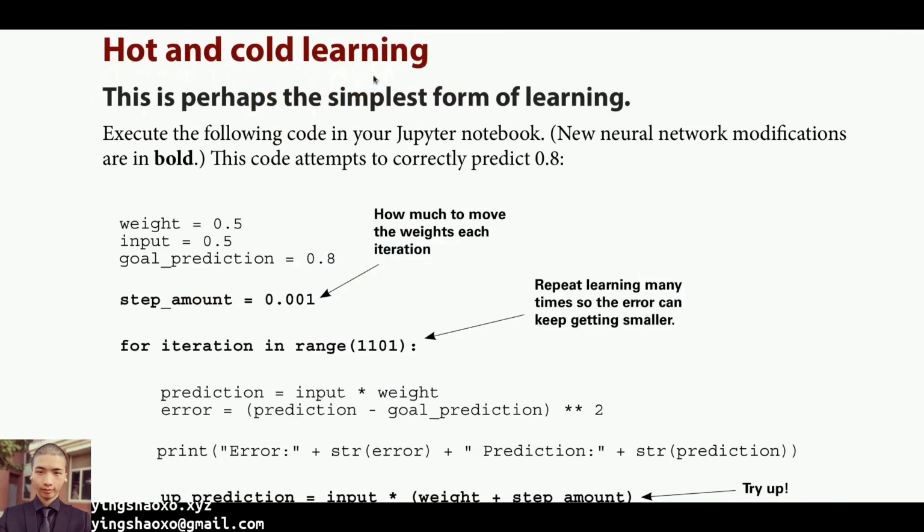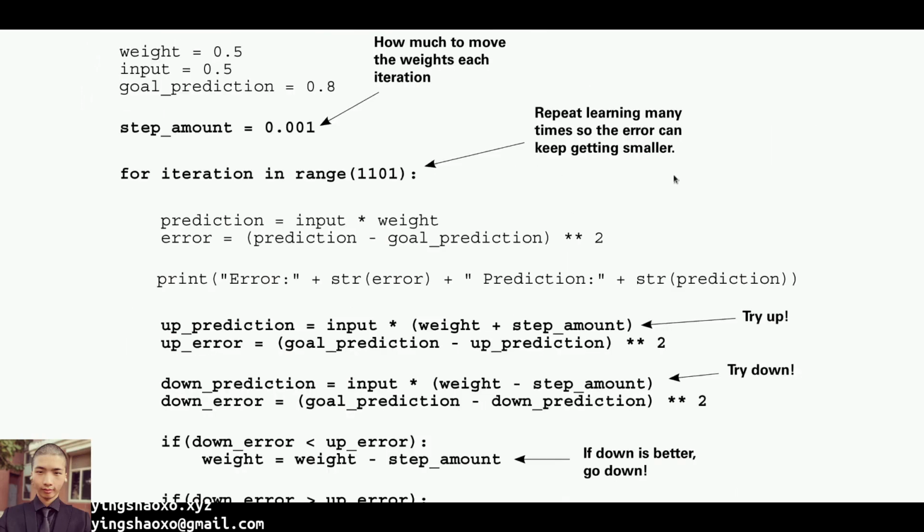Hot and cold learning. This is perhaps the simplest form of learning. Execute the following code in your chapter notebook. New neural network modifications are in bold. This code attempts to correct the prediction to 0.8. So now, students, just pause the video and try to type the code by yourself.